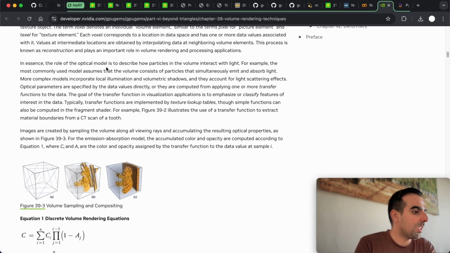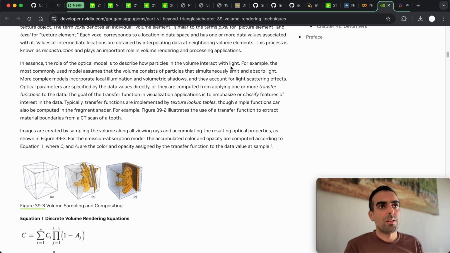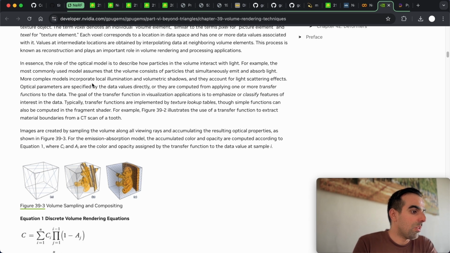In a sense, the role of optical model is to describe how particles in the volume interact with the light. For example, the most commonly used model assumes that the volume consists of particles that simultaneously emit and absorb light. So it's a formula of how particles in 3D space are interacting with light. More complex models incorporate local illumination and volumetric shadows, and they account for light scattering effects. Optical parameters are specified by the data values directly, or they are computed from applying one or more transfer functions to the data. So we're interested in this paragraph.